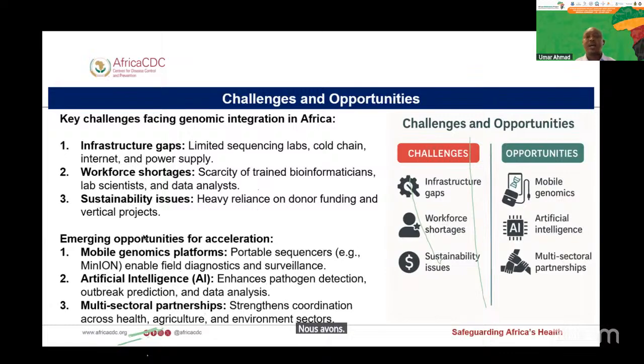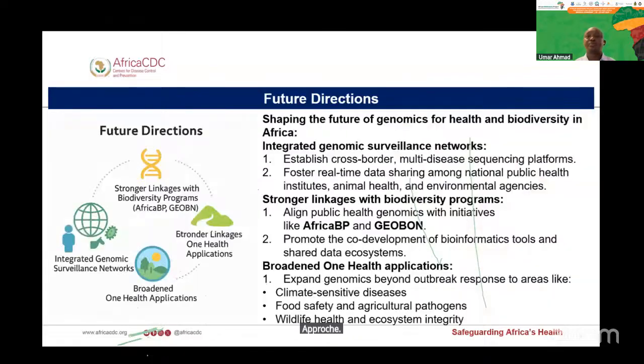However, we have some opportunities that could possibly help with those challenges, which I itemize here. The use of mobile genomics platforms like portable sequencers, MinION, enables field diagnostics and surveillance. Applications of AI enhance pathogen detection, early outbreak prediction, as well as analysis. Multi-sectoral partnerships strengthen coordination across the health, agriculture, and environmental sectors, in a One Health approach that could really help. So what are the future directions for this?